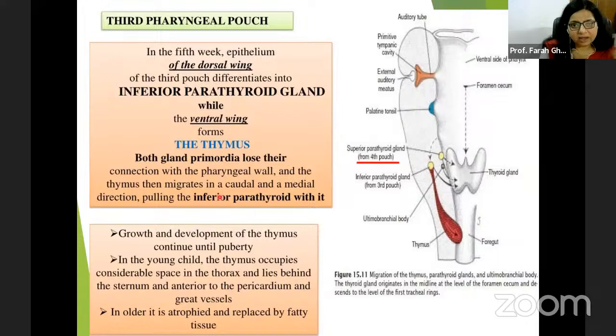So in this diagram, you can very well make out how the migration is. Along with the thymus, the inferior parathyroid from the third pouch, developing from the dorsal wing, is carried downwards and gets arrested. Now the growth and development of the thymus continues until puberty. And in older age, it gets atrophied and is replaced by fatty tissue.